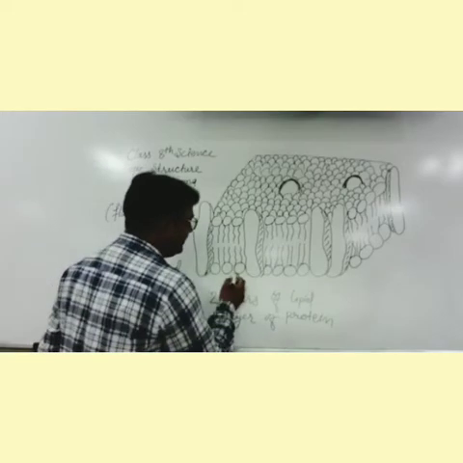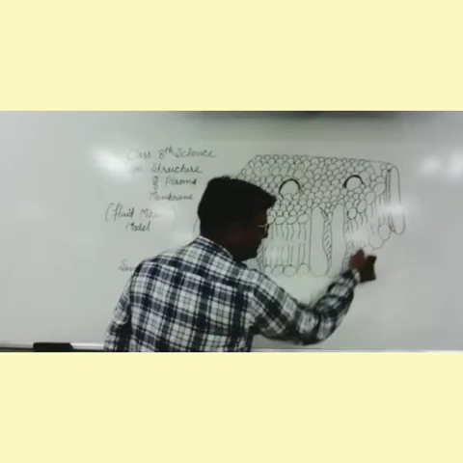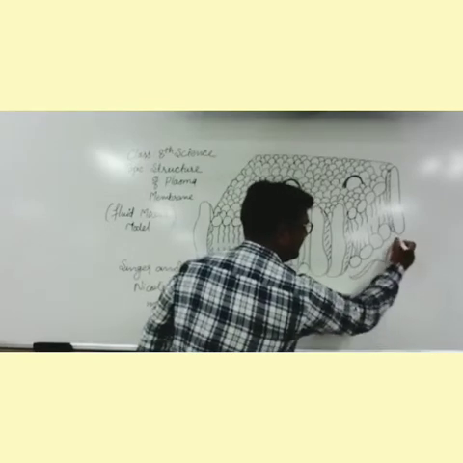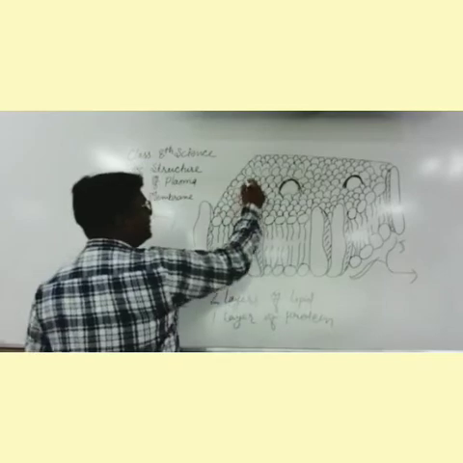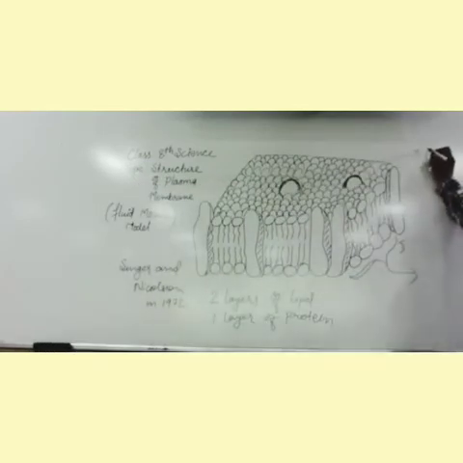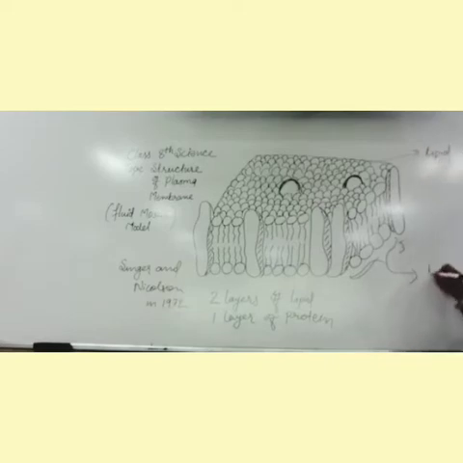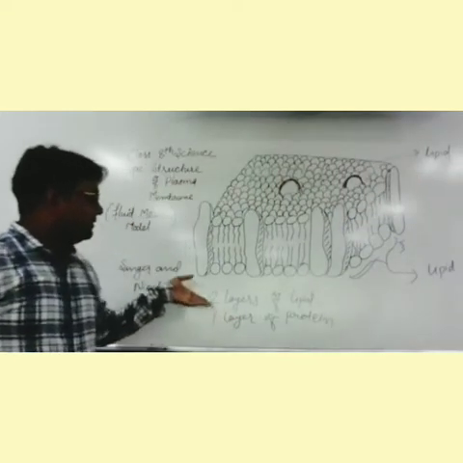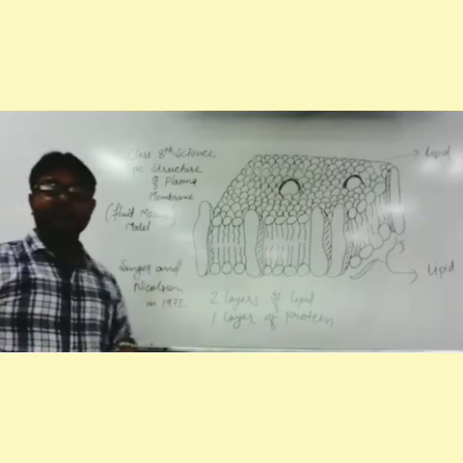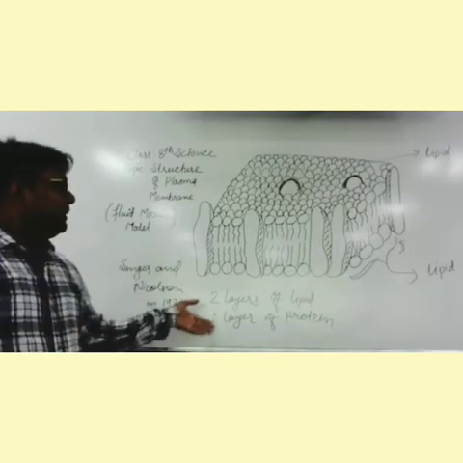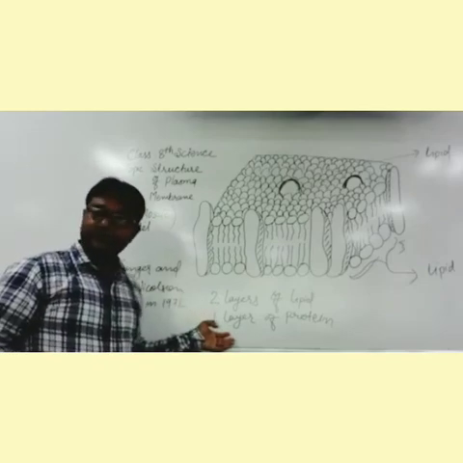Here, students, you are able to see this one at the bottom, this is one layer. Another one is the layer above. This is one lipid layer, and this is also a lipid layer. So Singer and Nicholson said that the plasma membrane structure is made up of two layers of lipid and one layer of protein.